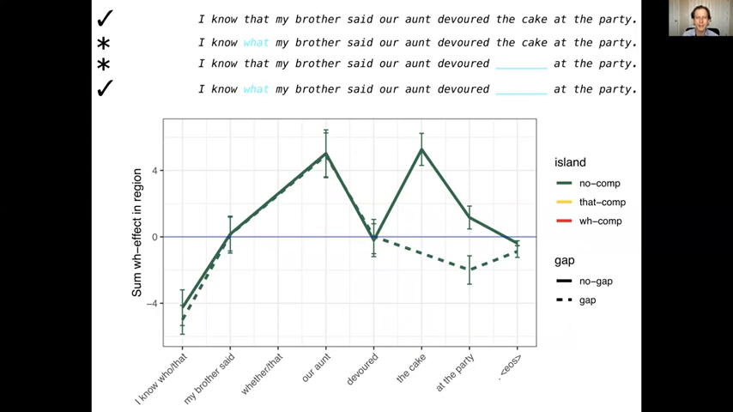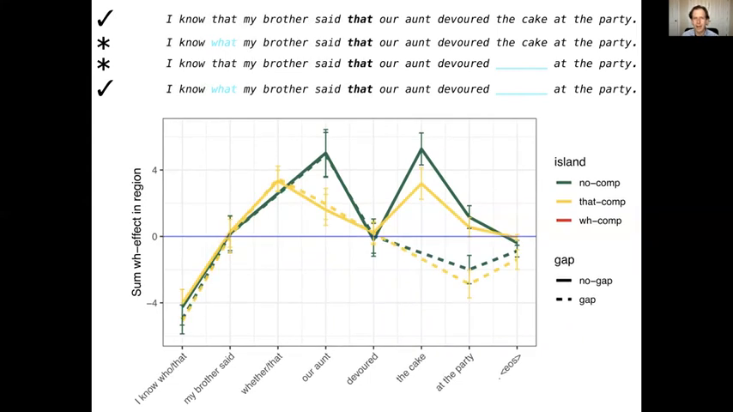Okay, let's see what happens when we change the no complementizer condition to the that complementizer. So we're just going to add the word that after the word said. I know what that my brother said that our aunt devoured the cake at the party, or the other four versions. And this is in the yellow in the graph.